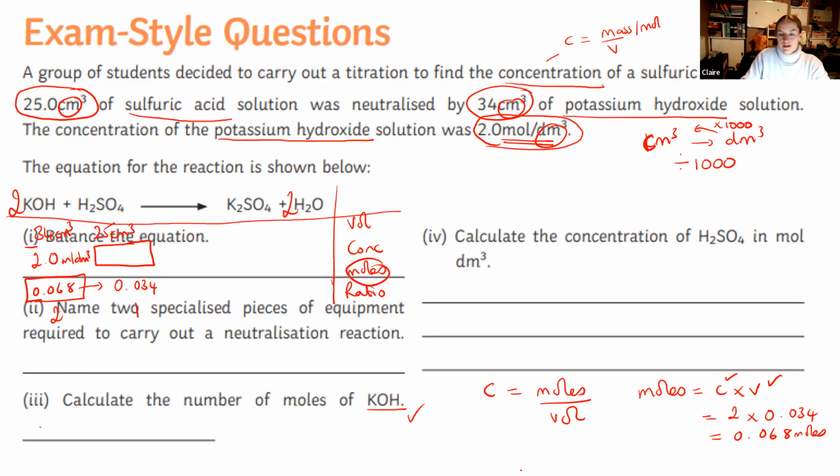Now we need to work out the concentration, which is the moles divided by volume. We have moles, which is 0.034, divided by the volume, which is 0.025 because we checked our units. We must always make sure they're in the same units. You do that, and I've written down the answer already. It's 1.36, and just checking, it should be moles per decimeter cubed.